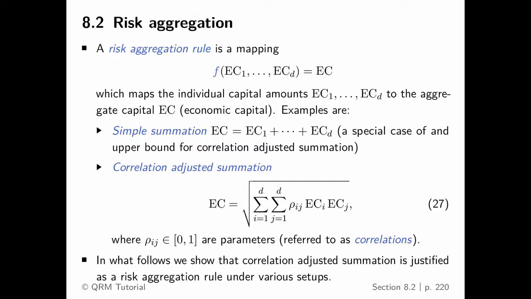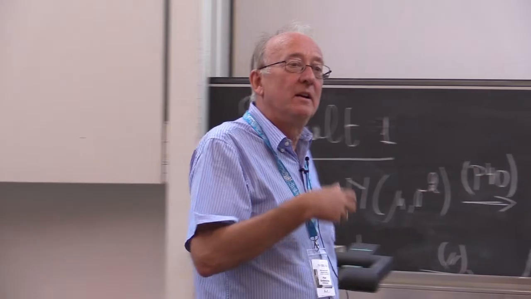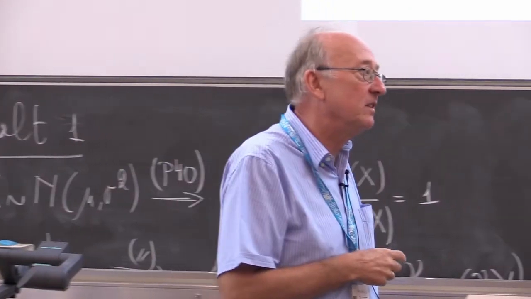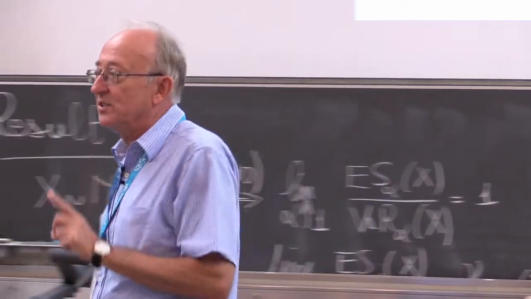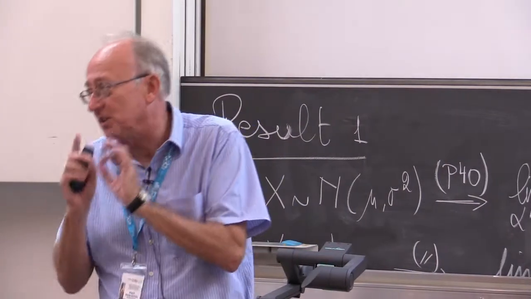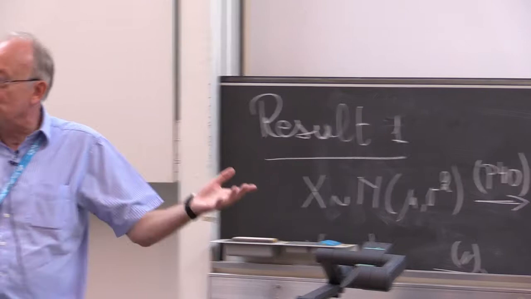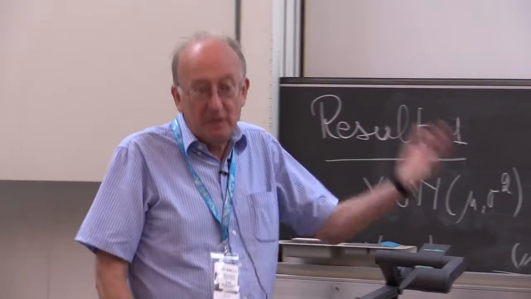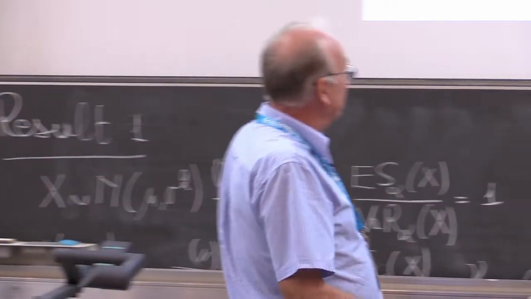What you discuss in the next pages, I may go beyond that now, we'll see. In what follows, we show that correlation-adjusted summation is justified as a risk aggregation rule under various setups. And again, this is the whole thinking of principle-based risk management. It's not rules-based, where you just write down the rule and say it may be sensible in this or that world. No, this is principle-based, and we cover the principles under which this is a sensible rule, given the laws of the game we discuss.